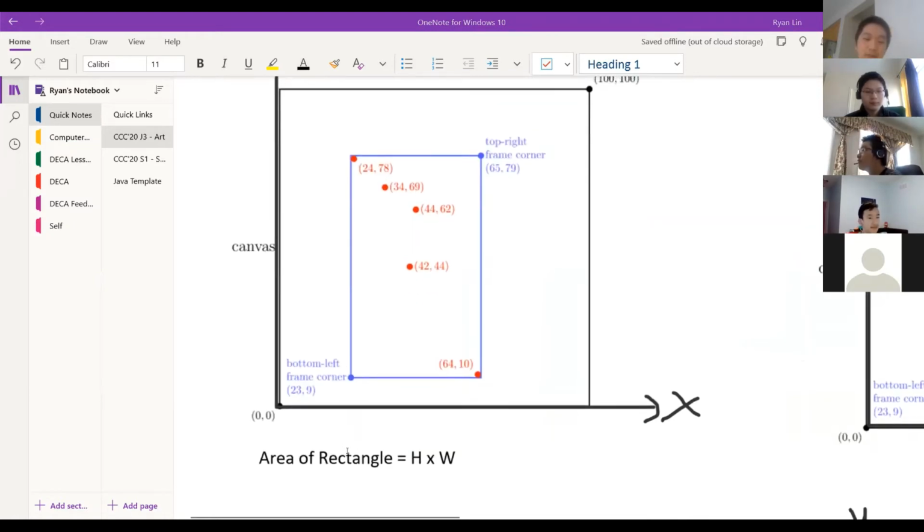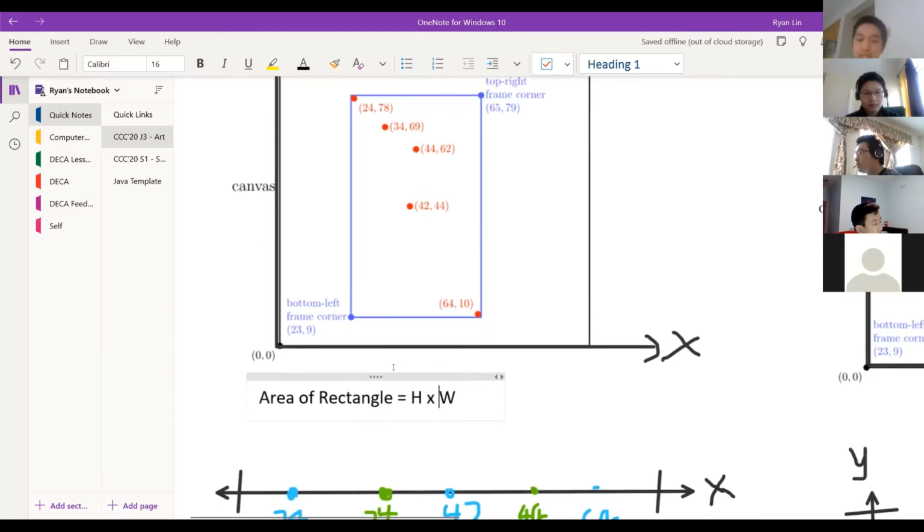So we want to minimize the area of a rectangle, right? What are two ways we can minimize the area of the rectangle? Well, we have height, we have width. So if we want to minimize the area of the rectangle, we want to minimize height and we want to minimize width. So let's look at the two different axes and see how we can minimize these two dimensions.